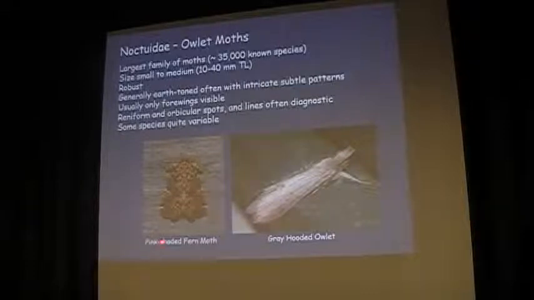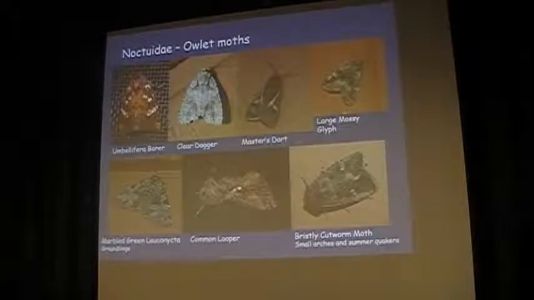But here you got the pink shaded fern moth, which is really cool. I mean, it has pink on it. I've never heard of a pink moth. And this is the gray-hooded owlet, and it has this funky little hairdo going on. So these are just some examples. I'm not going to go through groupings per se. I put some groupings on your handout just to get you familiar with them.